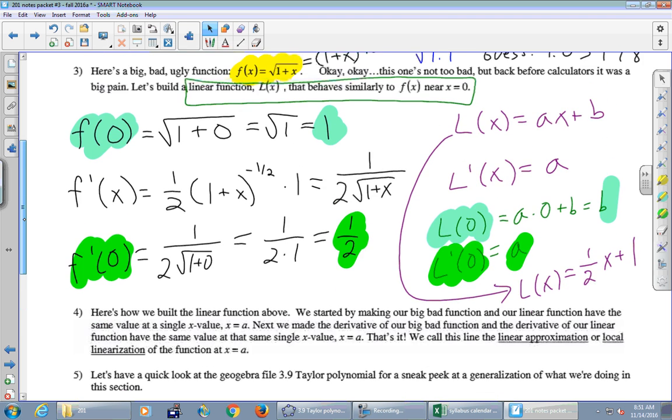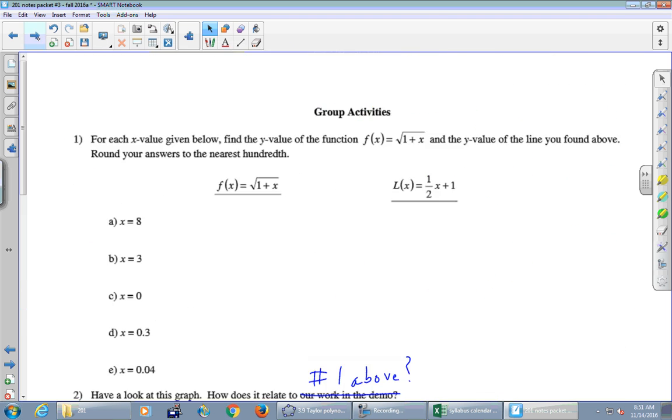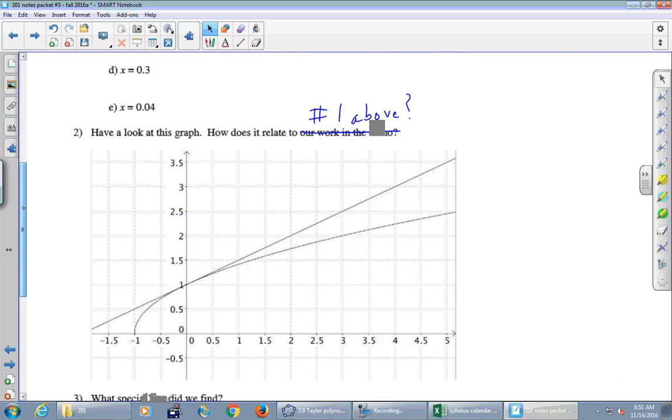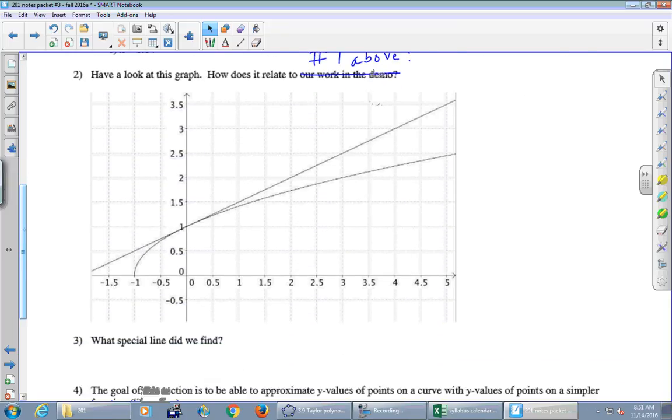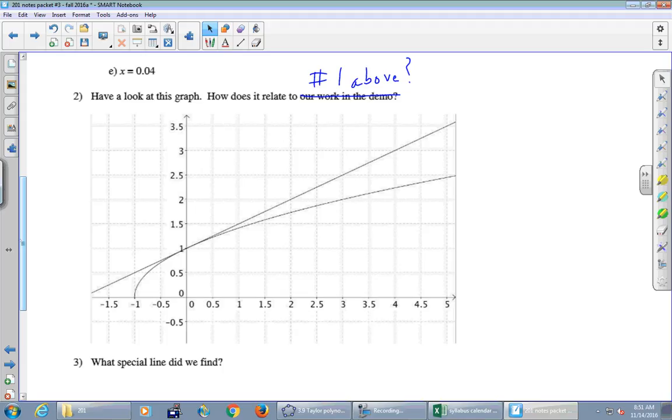And if we were to graph, we're just going to jump real quick to the activity right here in the middle of page 17. I did make a small change to the language, so if you came in after I announced that, go ahead and make that change. But the graph we're looking at here, the curve is the square root of 1 plus x. That's our original function. And then this thing right here is L of x, which we decided was 1/2 x plus 1.